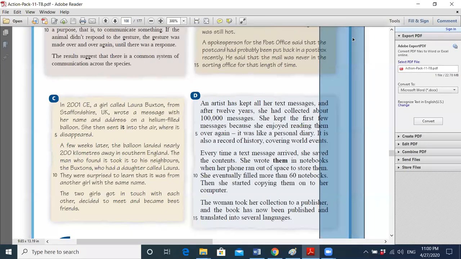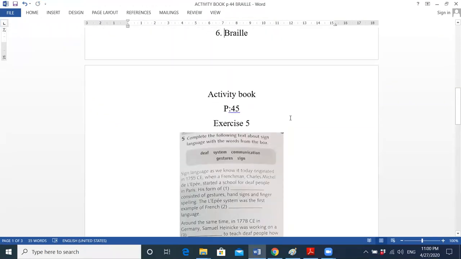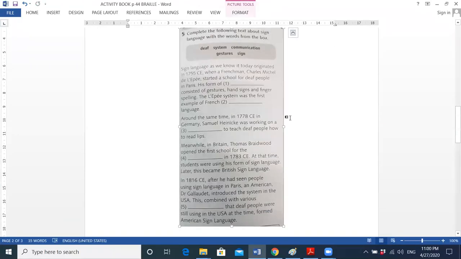Okay, ladies and gentlemen, so now we are finished with this last text, or actually 4 passages, 4 texts for this unit, which is unit 8. And I'm going to ask you to please go with me to your activity book, again, unit 8, page 45. On top of page 45, you will find an exercise. It's activity book, page 45, exercise 5. And you have it here in front of you in the video, and you have it in front of you in the activity book. This is a paragraph that talks about another means of communication.